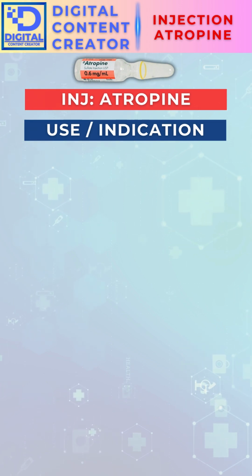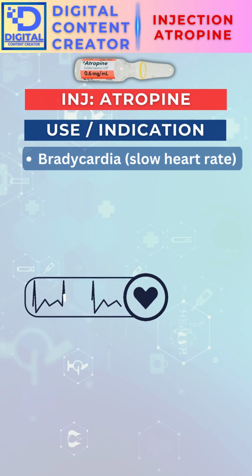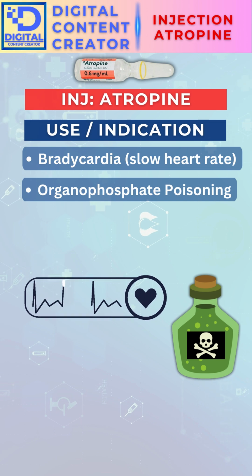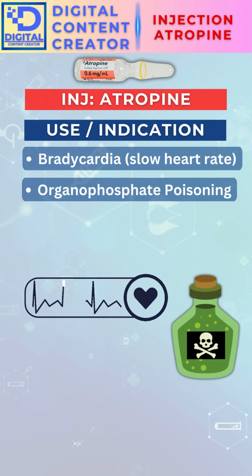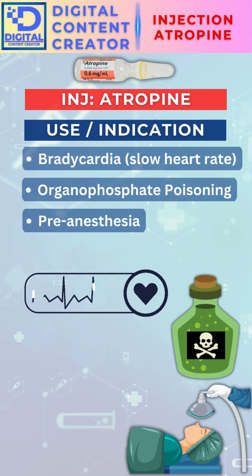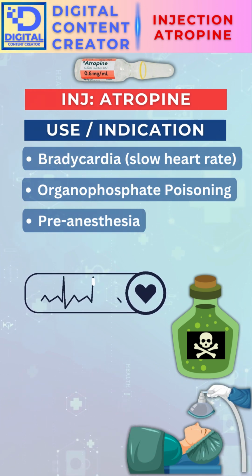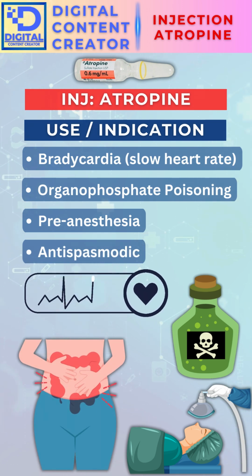Atropine injection is primarily indicated for bradycardia, that is slow heart rate, to increase the heart rate. In organophosphate poisoning, to counteract the effects of certain types of pesticide or nerve agent poisoning. During pre-anesthesia, to reduce salivation and secretions during surgery. Antispasmodic, to relax the muscles in the gastrointestinal tract.